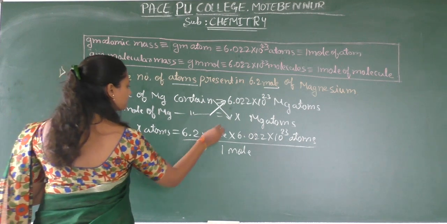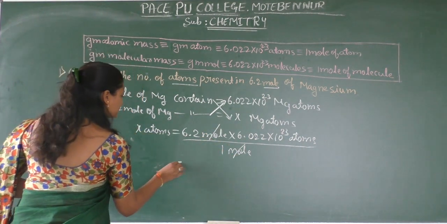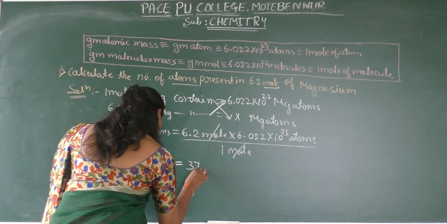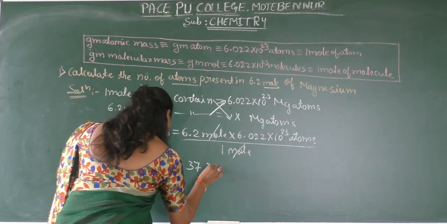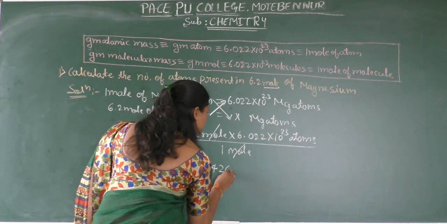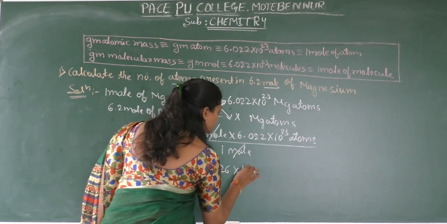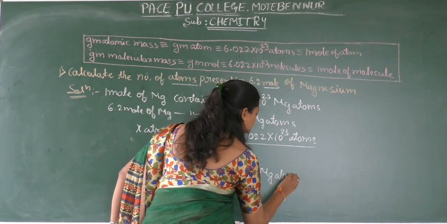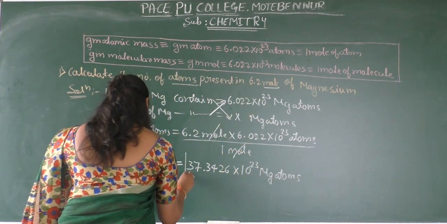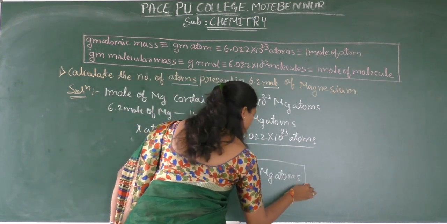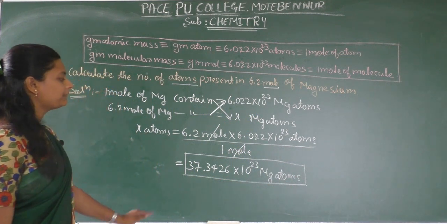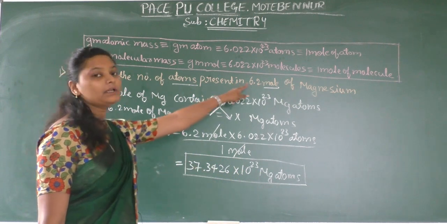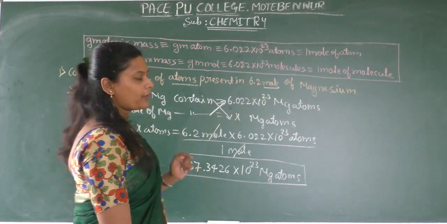Okay, so here mole will get cancelled. The answer is 37.3426 into 10 raised to 23 magnesium atoms. So this is the atoms. So here the 37.3426 into 10 raised to 23 magnesium atoms are present in 6.2 moles of magnesium.